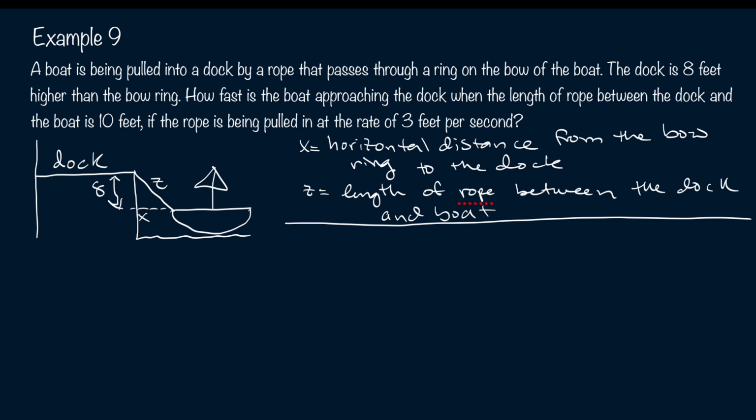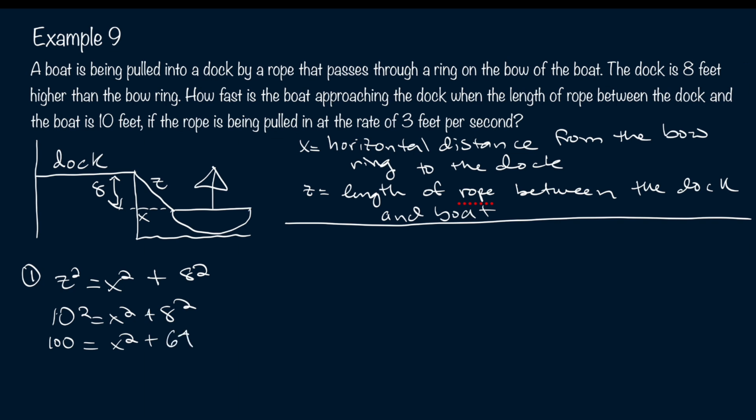Okay. Now, for step 1, what do we have? We have a triangle, meaning that we can use the Pythagorean theorem. So z² equals x² plus y², but y is our 8, so we're going to plug in 8². We know that when z equals 10, that's what we want to use to get our x value, so we're able to plug it in later. So we can do 10² equals x² plus 8². This is going to be 100 equals x² plus 64, minus 64 from both sides. We get x² equals 36, and then x equals 6.